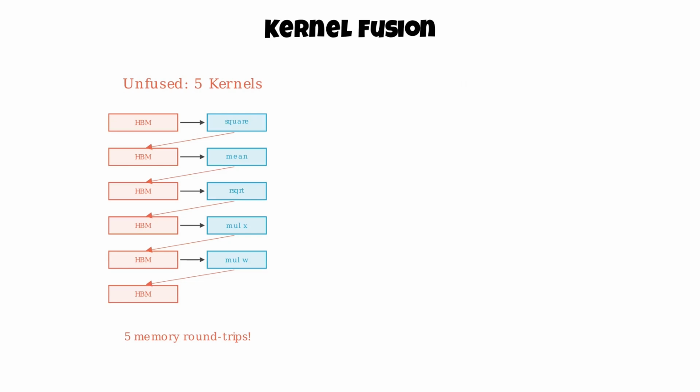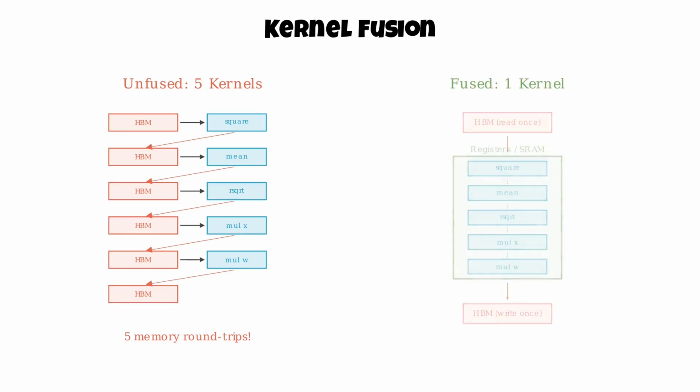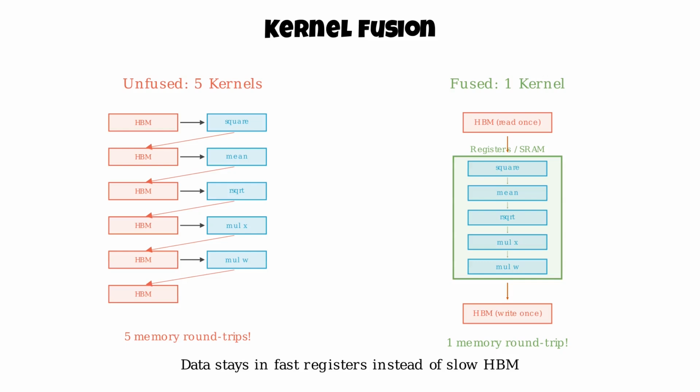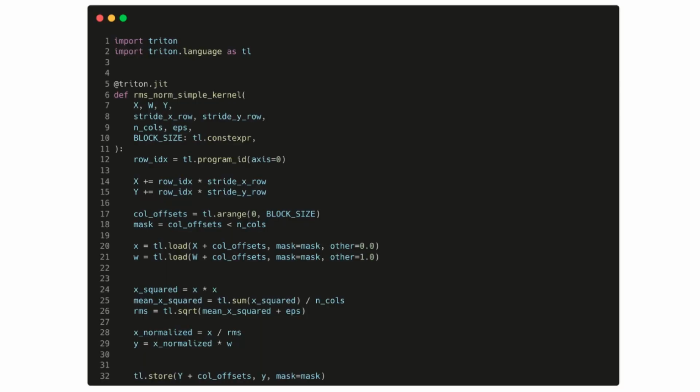That's the bottleneck. What if we could do all 5 operations in one kernel? Read the data once, do all the math while it's in the fast registers, write the final result once. 1 round trip instead of 5. That's kernel fusion, and it's basically the single most important optimization technique for memory-bound operations on GPUs. Let me walk through our RMSNorm kernel code step by step.